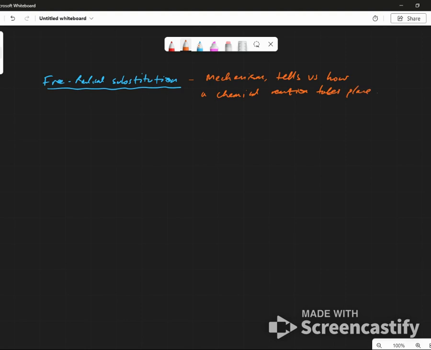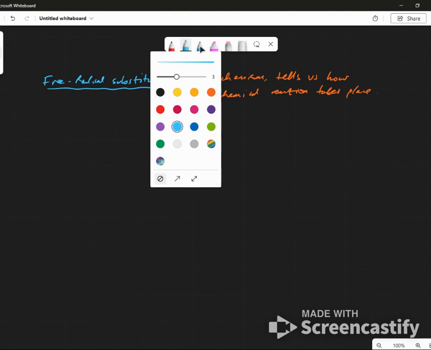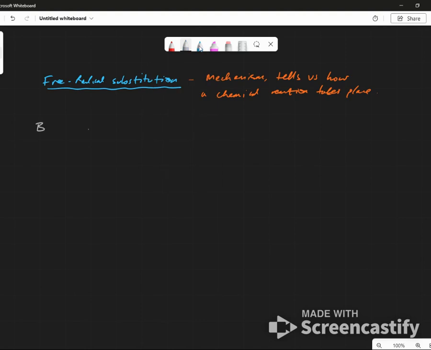Now we've got to learn a few things before we do this. The first thing we've got to understand is bond fission. There are two types of bond fission. One is called homolytic bond fission, and the other one is called heterolytic bond fission.